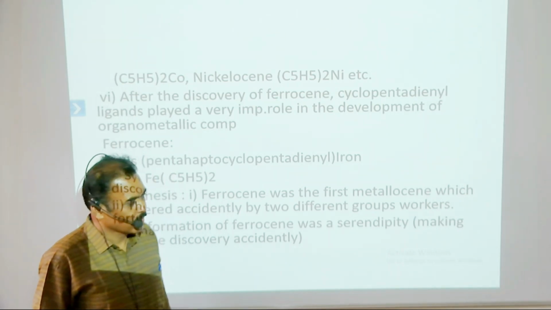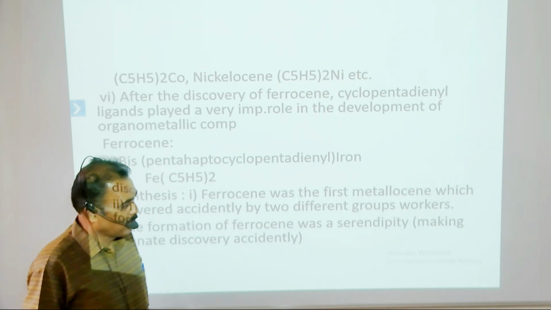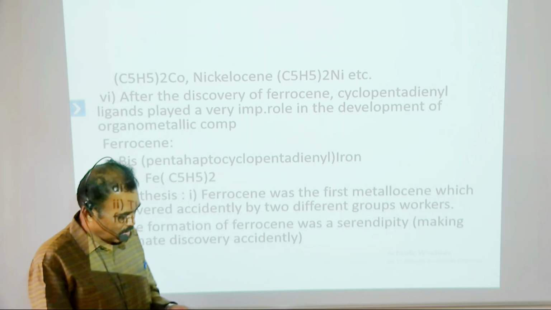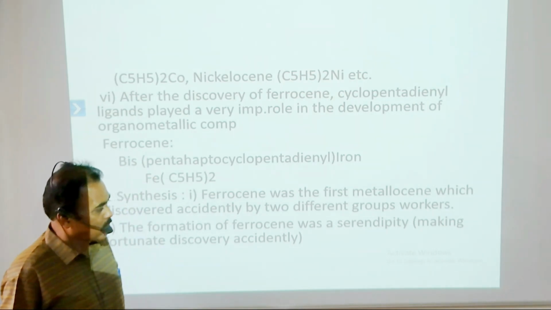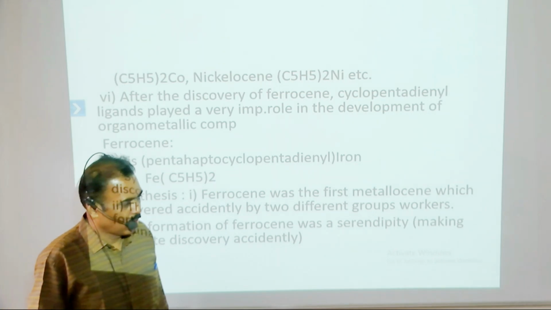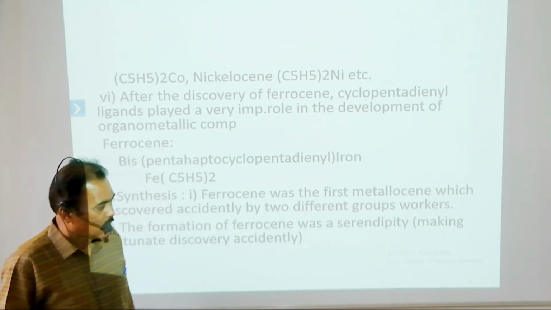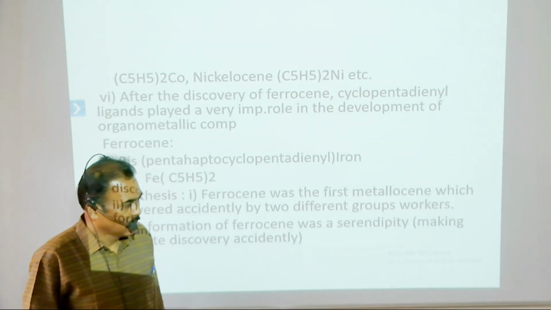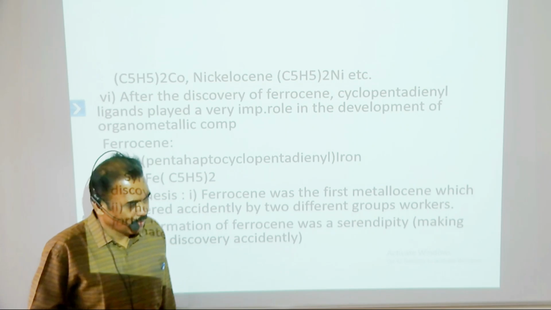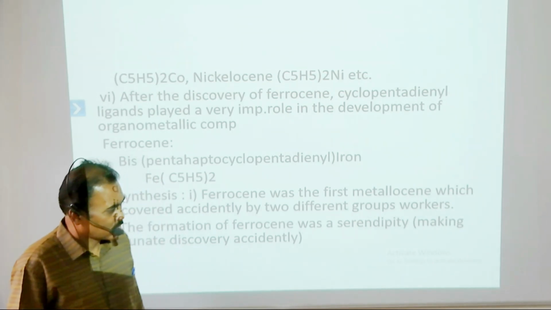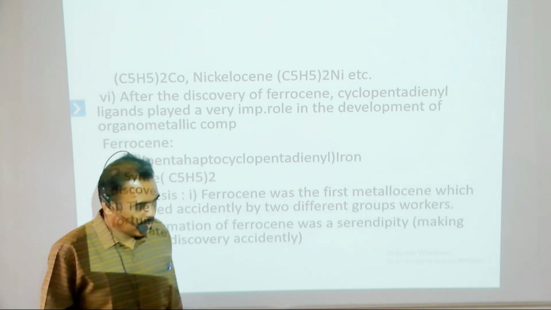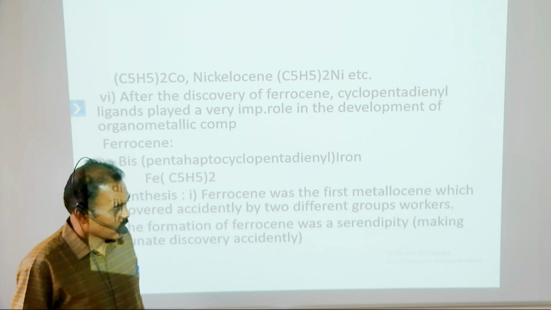Cobaltocene, nickelocene. After the discovery of ferrocene, cyclopentadienyl ligand plays a very important role in the development of organometallic compounds. Ferrocene is a very important example of metallocene. The structure of ferrocene can be shown here, that is Fe(C5H5)2, or its IUPAC name is bis(pentahaptocyclopentadienyl)iron. Pentahaptocyclopentadiene is an organic type of ligand, and therefore it is placed in a bracket. The number of these ligands is 2, and because of this number 2, we use the prefix bis.